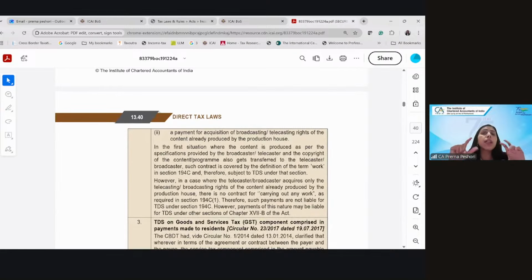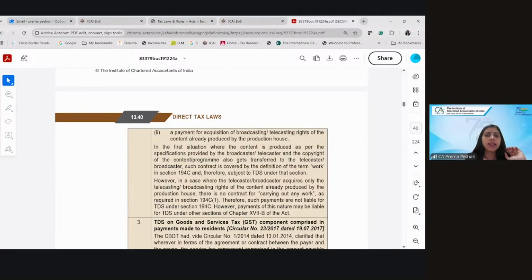However, in the case where, for example, Balaji Telefilms has produced the entire serial and only the broadcasting rights are given to Jio Hotstar, it's content already produced. And there is no contract for carrying out any work which requires TDS under 194C. Then in that particular case, the TDS will not be applicable under 194C. Is this clear?